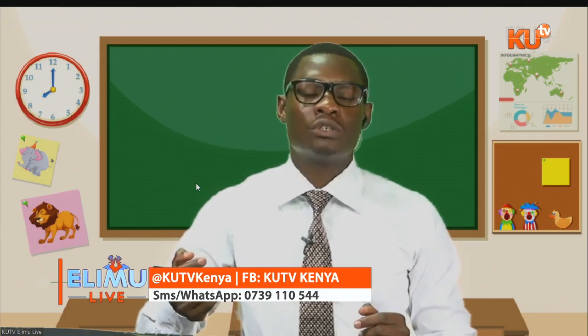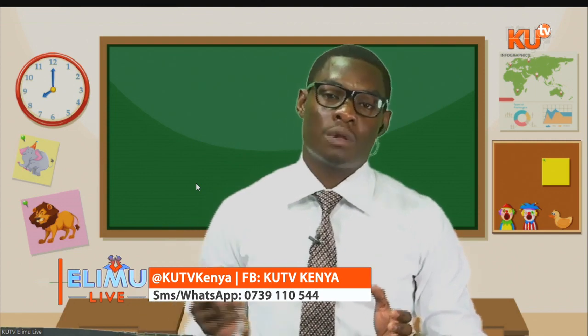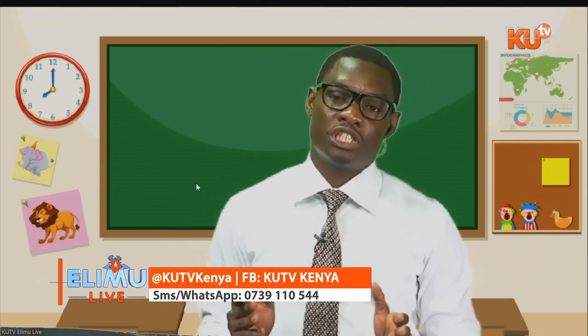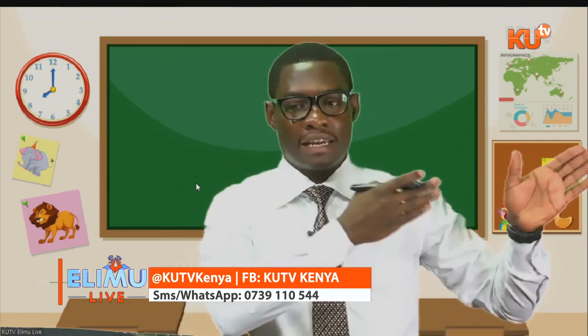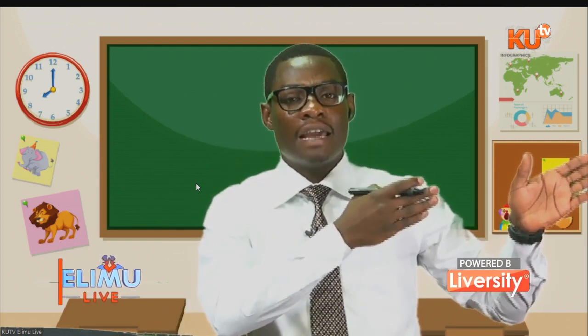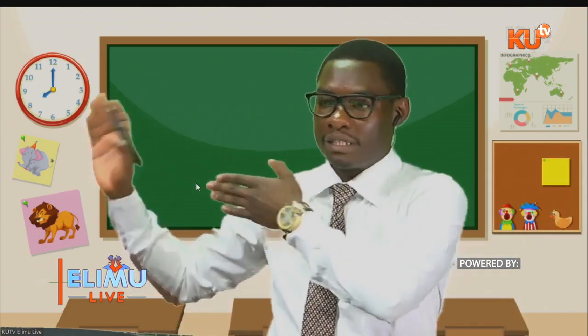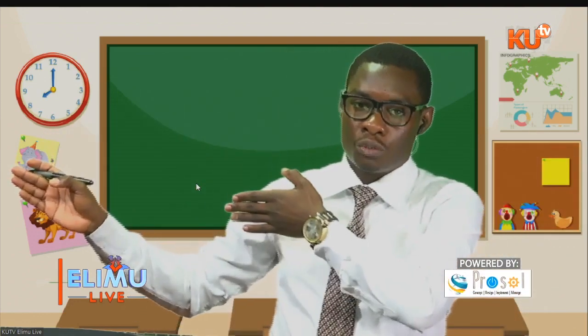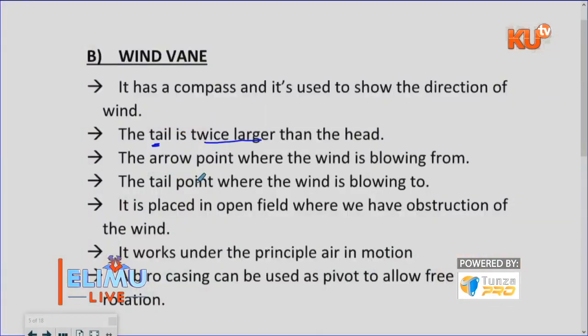So wind has no specific direction where it blows from or where it blows to. For that reason, because it keeps on changing, the wind vane should be able to rotate. When the wind points this direction, then the arrow of the wind vane will point that direction. When the wind blows from this direction, then the arrow should also point that direction. So that is about a wind vane.